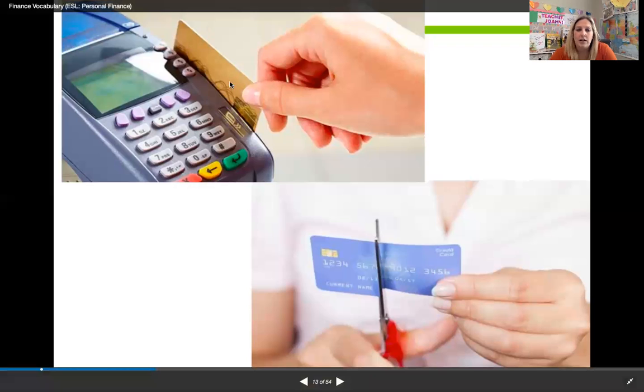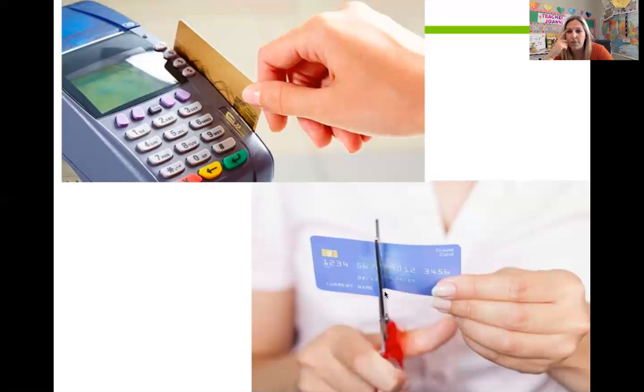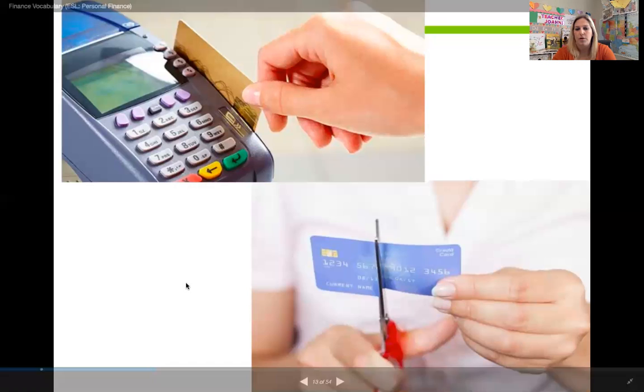So what kind of sentence could we come up with for picture 1? What is happening with the credit or debit card? And then also think about this picture. Why would somebody cut up a credit card? See if you can think of some of our vocabulary words if we're focusing on deposit and withdrawal.